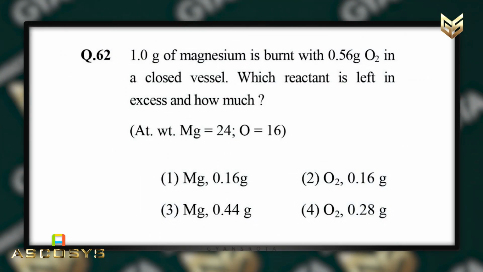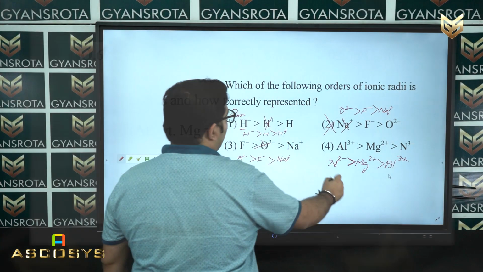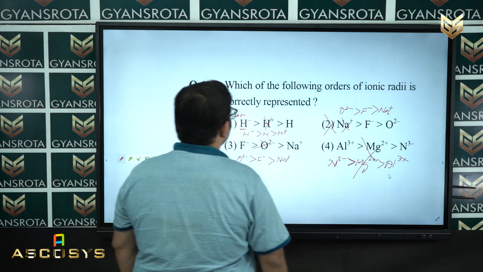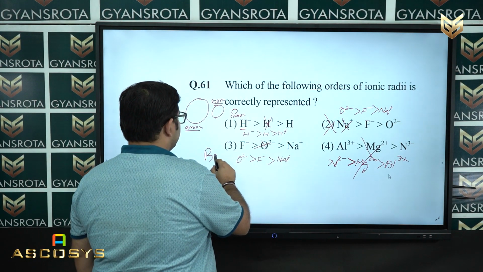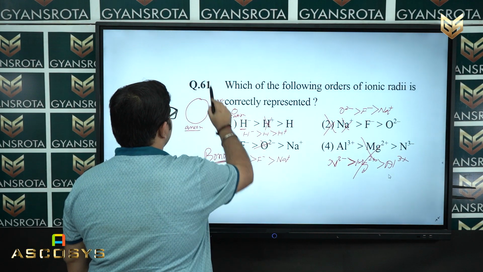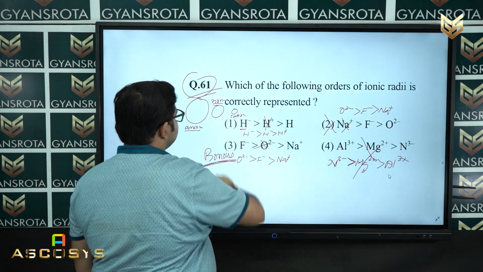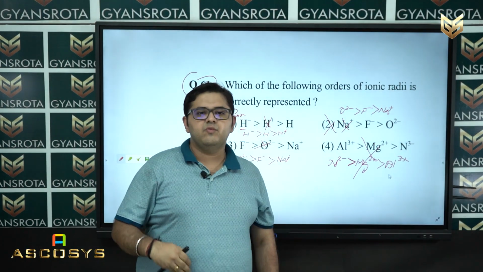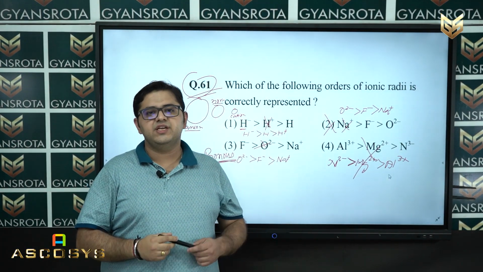Now, for this one, here also N3 minus is larger than Mg. N3 minus will be greater than Mg2 plus and Al3 plus. So, all the options are wrong. So, this is a bonus question, and you will get the marks. So, question number 61, this is the answer. Now, we are moving to the next question, that is question number 62.